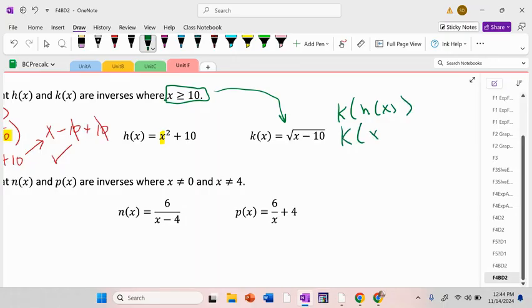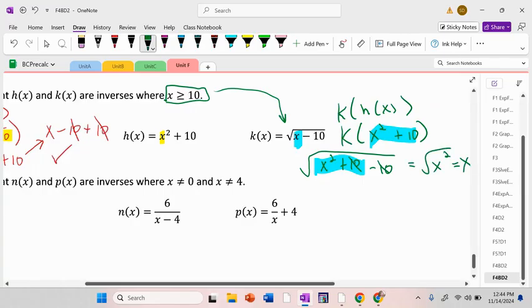H of x is x squared plus 10. And then k of that means, grab the highlighter, don't go too fast, Mr. Sanders. Wherever there's an x, throw in x squared plus 10. And then square root, minus 10. Okay, 10 minus 10 equals that, and then the square root of x squared equals x, and then put a check.